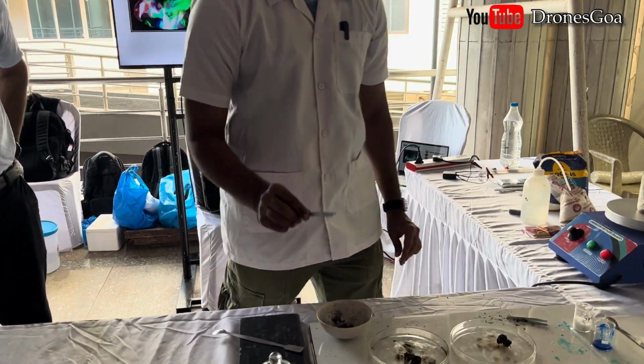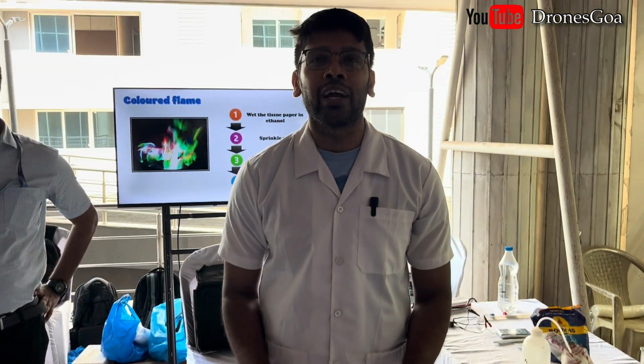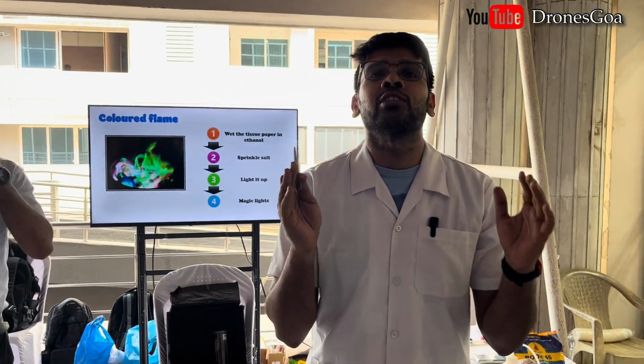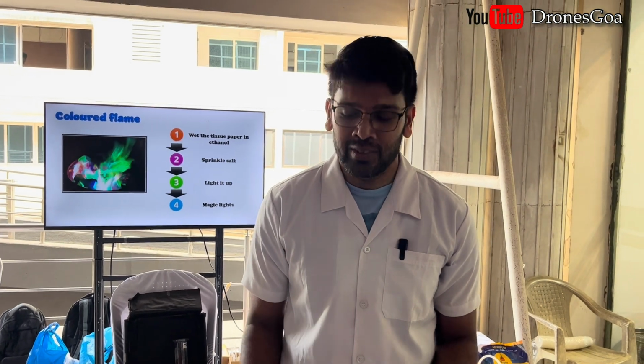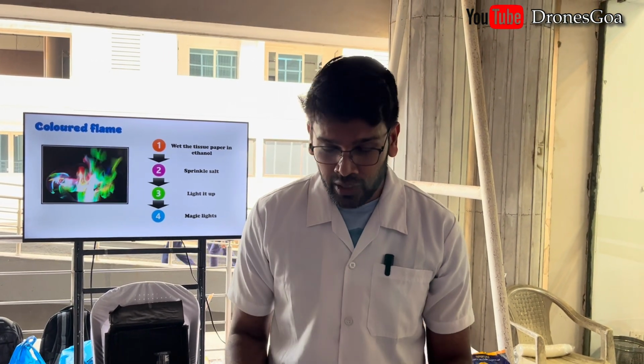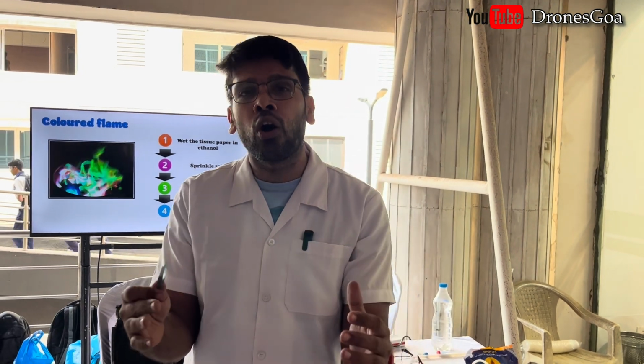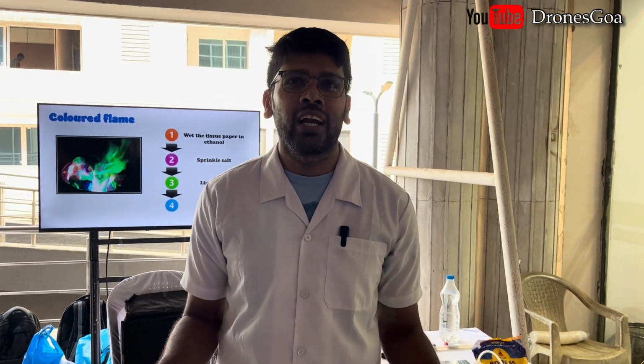So you saw this light was white because it was emitting all the wavelengths of the light. When we burn the magnesium ribbon, it is at high temperature, it emits all the wavelengths of the light, so it appeared as white light.